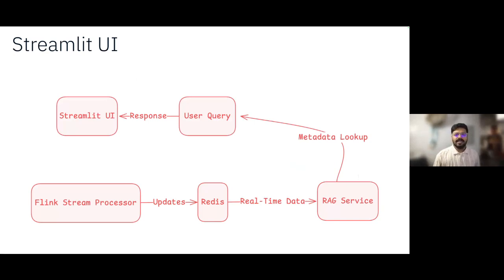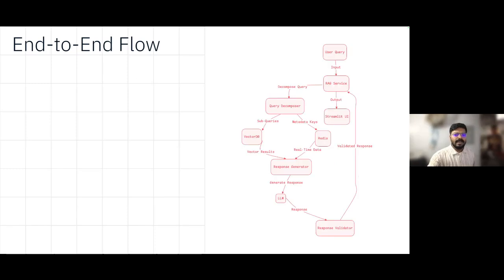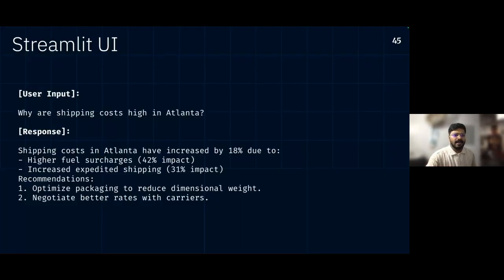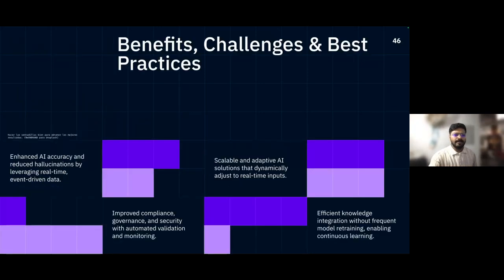So it depends on the size of the model, how much time it requires to process or get the data. So the end flow would look something like this, and this is another example of how it would be via the shipping cost in Atlanta. So we get all the information from different systems. We provide an accurate response to the user.